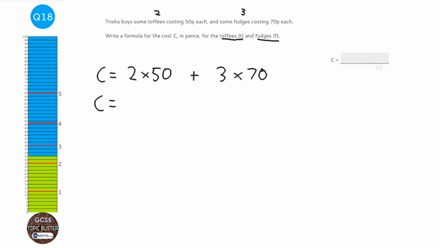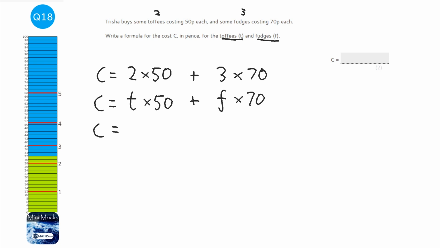So instead of 2 toffees, we have T toffees. And instead of 3 fudges, we have F fudges. And in algebra, we always put the number before the letter, and we don't show the times sign. So it's 50t plus 70f. Now be careful, it does want the cost in pence, but sometimes it wants it in pounds. So if it wants it in pounds, it'd be 0.5t plus 0.7f. So the answer is C equals 50t plus 70f. And that can be either way around.